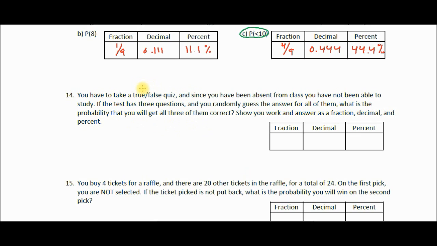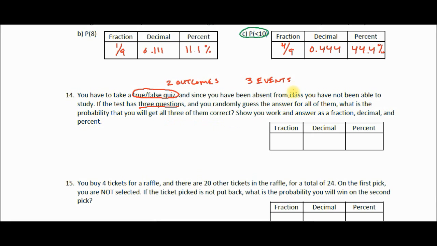Let's go back and take a look at the important things. The questions are true-false questions, class. So how many possible answers are there? That's right, there are 2 possible answers. That means there are 2 outcomes. I'm not sure yet what will make me happy, but I know that every question has 2 outcomes. If the test has 3 questions, there are going to be 3 events. You could say 3 trials as well, but 3 events. And you randomly guess the answer for all of them. What's the probability you get all 3 of them correct?